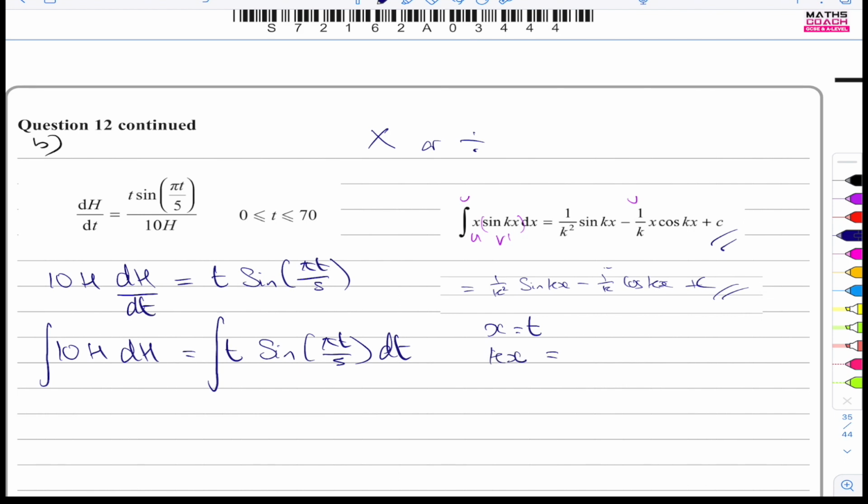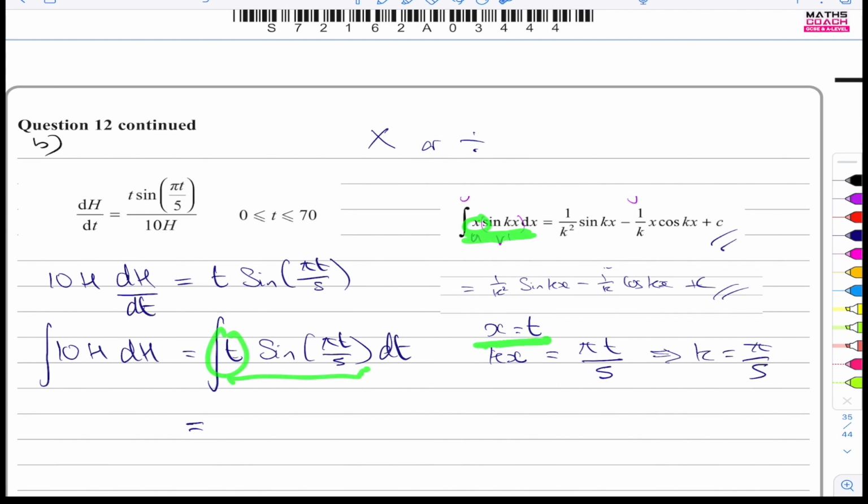So kx is basically pi t over 5, which means if we already know that x is t, this implies that k is basically pi over 5. Just in case you're wondering where I got this from, or where I got x equals t from, if you look at this integration here, we have x times sine kx. Here, we have t times sine of whatever's inside the bracket. So if you compare them, it means x must be the same as t.